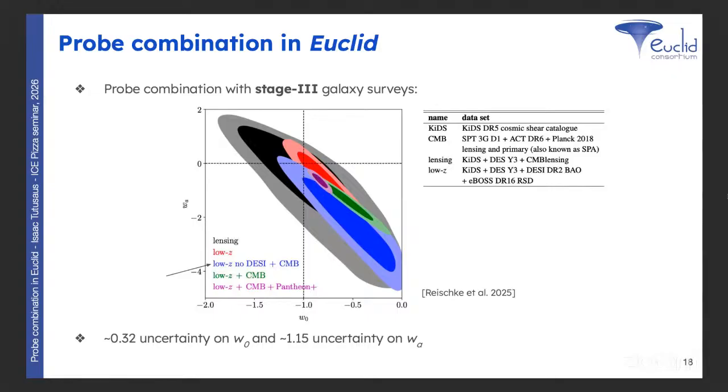So the blue contour is low z, no DESI plus CMB. What that means is you combine all the galaxy surveys at low redshift, meaning KiDS, DES Y3, DES Y6 was not yet available at that time. And you combine redshift space distortions from eBOSS. So let's remove DESI for the moment. DESI is stage 4. Let's just stick to stage 3. And we combine with cosmic microwave background, which is South Pole Telescope, the Atacama Cosmology Telescope, I guess C stands for, and Planck. And we get this blue contour. So if you look at the uncertainties, well, that's 0.32 on w0 and 1.15 on wa, which is good, but not super constraining, but still, it's nice.